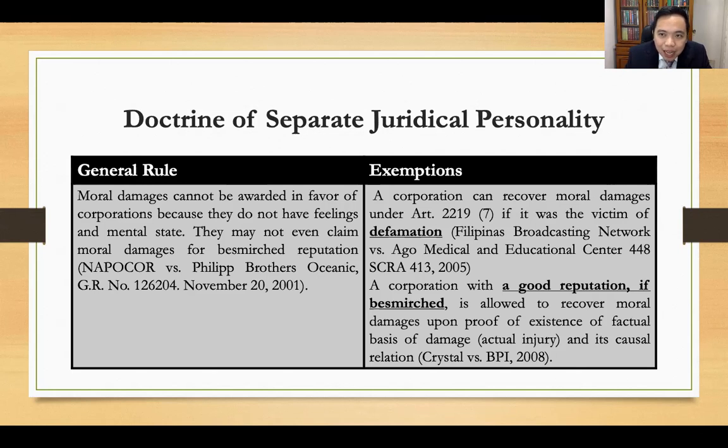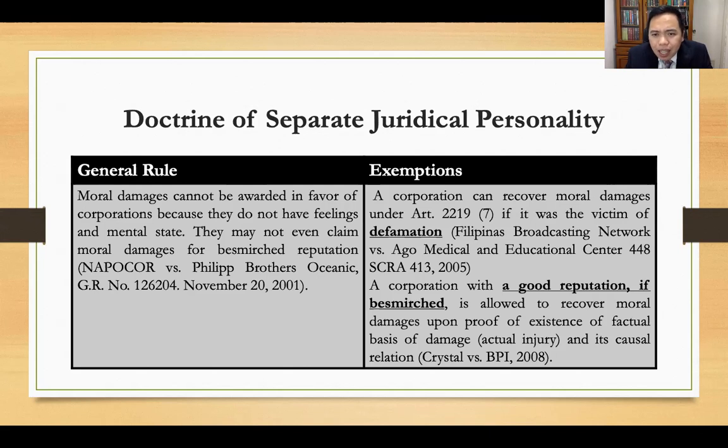Humingi ng moral damages. The case reached the Supreme Court and the issue in the Supreme Court is whether or not a corporation as an artificial being can claim for the payment of moral damages. Kasi class, pag humingi ka ng moral damages, ang ibig sabihin, humingi ka ng danyos kasi hindi ka nakatulog, nahirapan ka, mental anguish, social humiliation, napahiya ka, di ba?